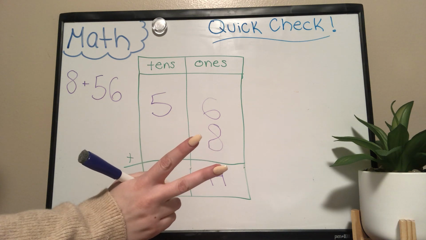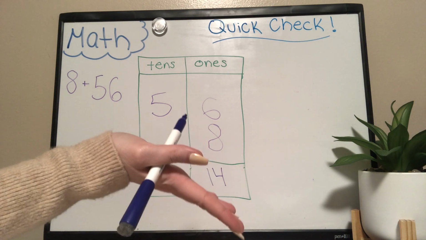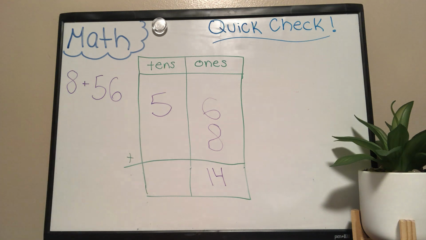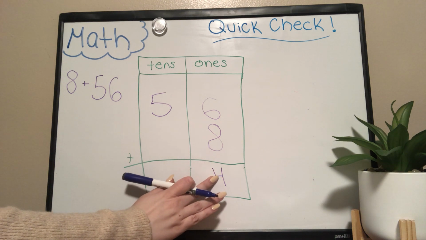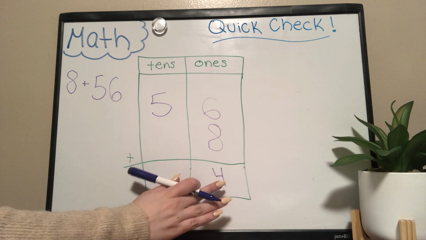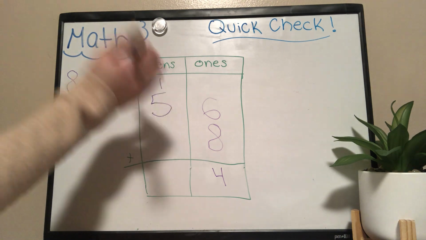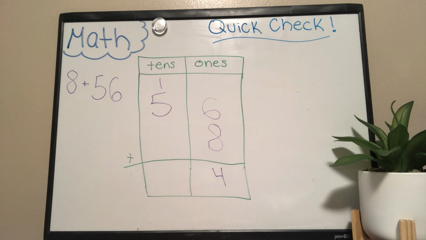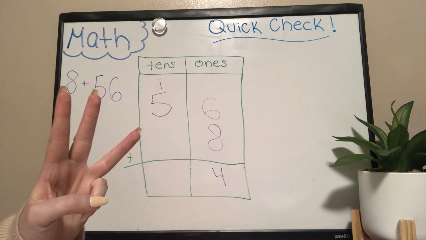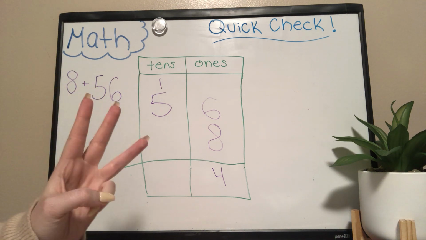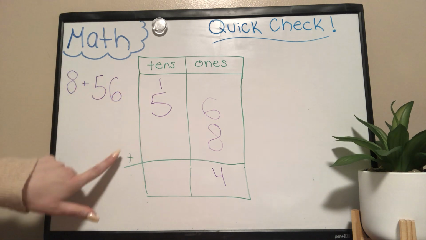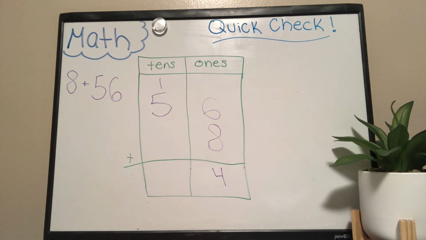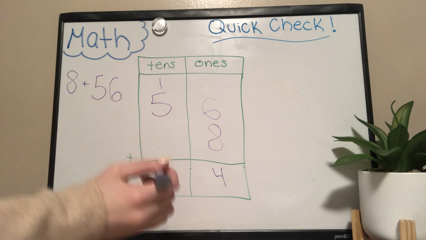Step number 2, do I need to regroup? Do you have to regroup 14? Yes, you do. Awesome job. I'm going to take away the 10 in 14, not the 1. The 10 in 14 is coming right up over here. Step number 3. Nice. Add the 10s, matey. 1 plus 5. Yeah, you got it. It's 6.